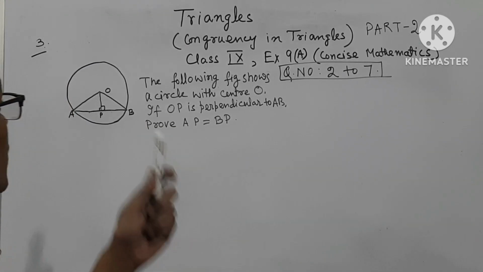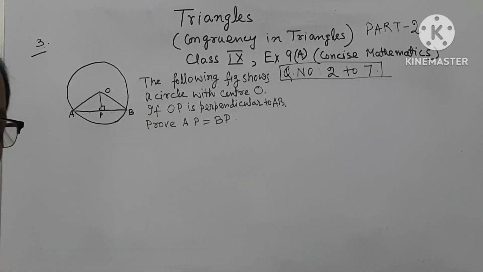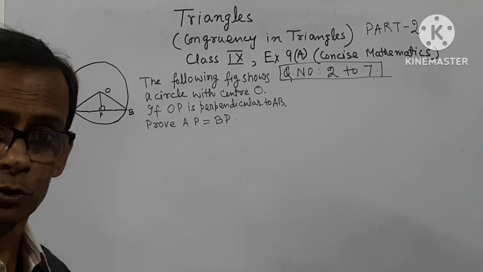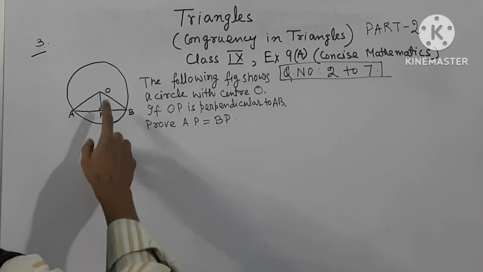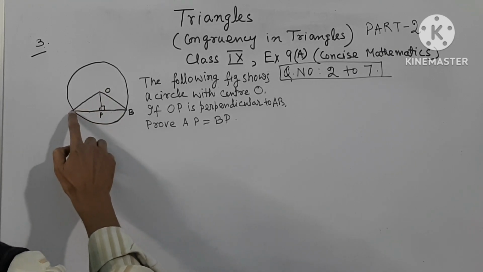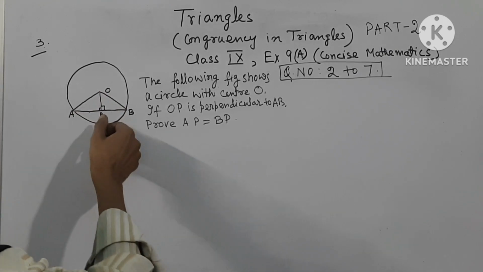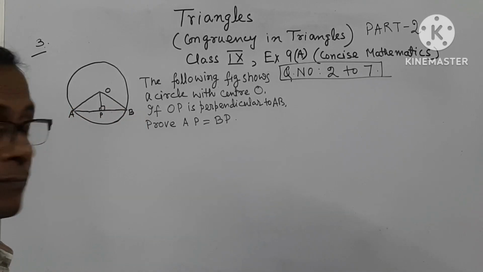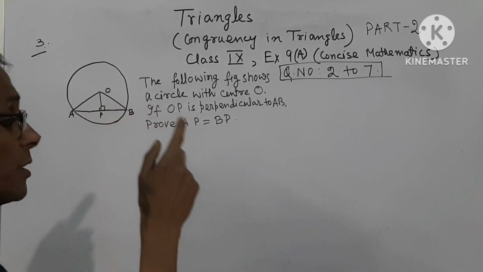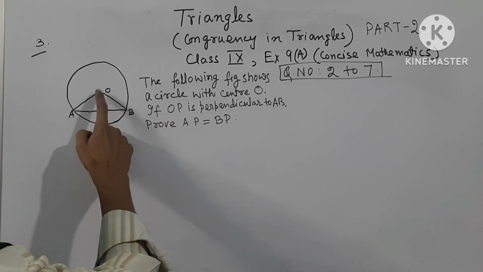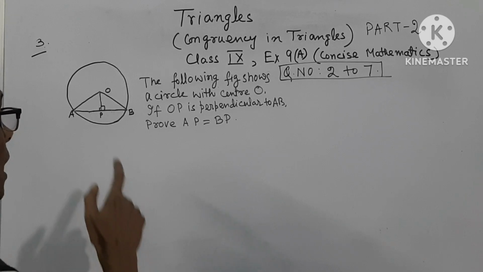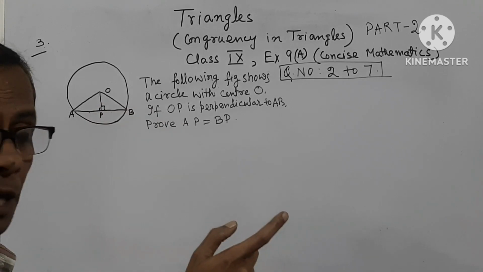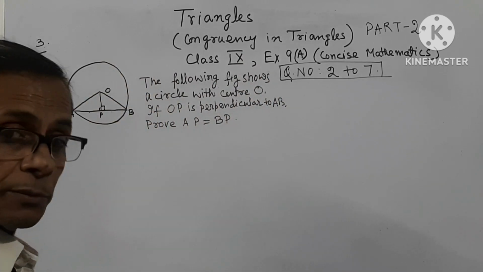Question number 3. Interestingly, this is just the reverse of question number 2. See, in question number 2, it was given that OP is bisecting AB. P is the midpoint of AB. Here, it is the reverse. It says that OP is perpendicular to AB, and you have to prove the same thing that was given in question number 2.